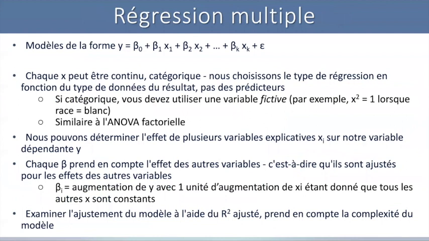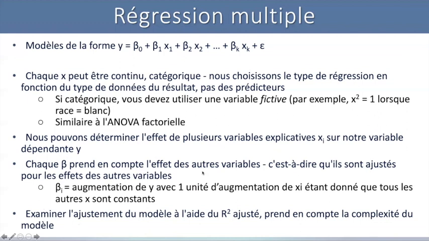Multiple regression is when you have multiple x terms, multiple independent variables, each of which has a beta coefficient that determines what impact it has on the value of y. Each x can be continuous, categorical, whatever you like. We choose the type of regression based on the data type of the outcome measure, not the predictors. Although if a predictor is categorical, we need to use a dummy variable. For example, we could say that x2 equals 1 when race equals white, and x3 equals 1 when race equals other. This is similar to the factorial ANOVA that we discussed a little bit earlier.